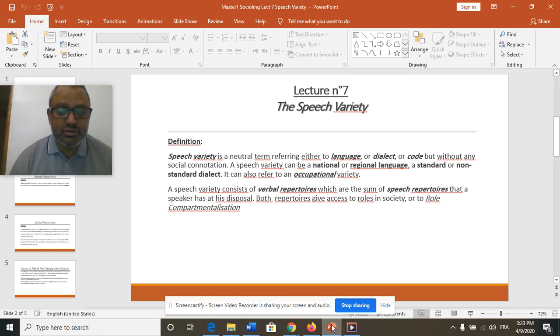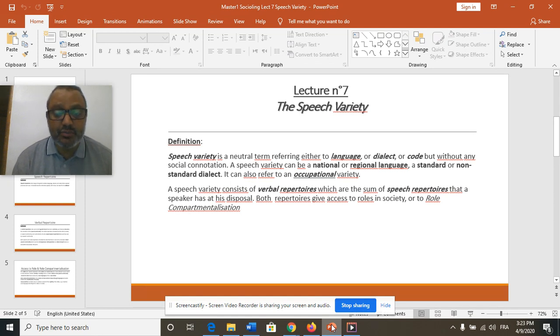The term is a neutral term that we use in sociolinguistics, and we use it to refer either to language or dialect or whatever code that we use to communicate, with the difference that when we say speech variety in sociolinguistics, we avoid having a connotative interpretation of the term.